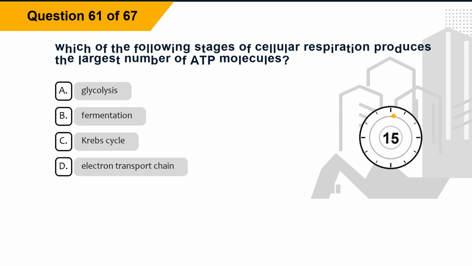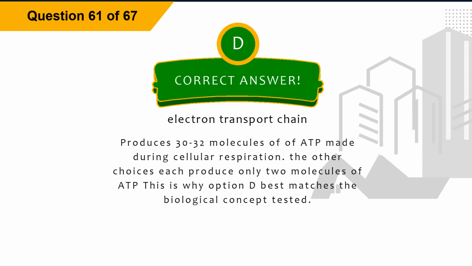Question 61. Which of the following stages of cellular respiration produces the largest number of ADP molecules? Option A. Glycolysis. Option B. Fermentation. Option C. Krebs cycle. Option D. Electron transport chain. The correct answer is option D. Electron transport chain. Explanation. It produces 30-32 molecules of ATP made during cellular respiration. The other choices each produce only 2 molecules of ADP. This is why option D best matches the biological concept tested.